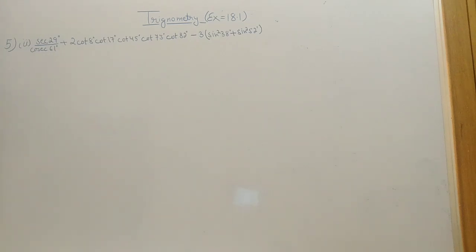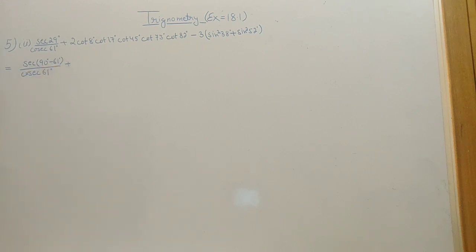Fifth, second part: sec 29 by cosec 61 plus 2 cot 8 cot 17 cot 45 cot 73 cot 82 minus 3 sin square 38 plus sin square 52. So first, in this first term we will change any one, numerator or denominator. So sec 29 we can write as sec (90 minus 61) divided by cosec 61.